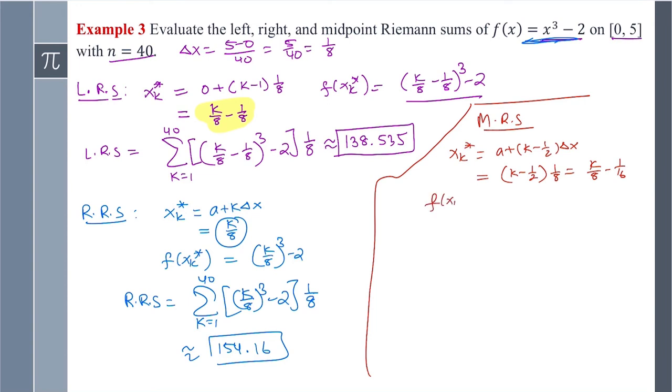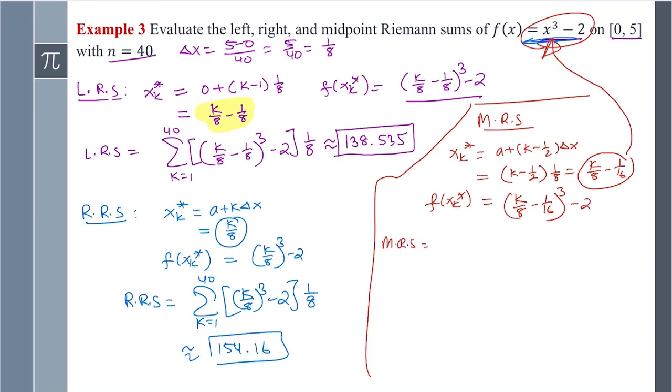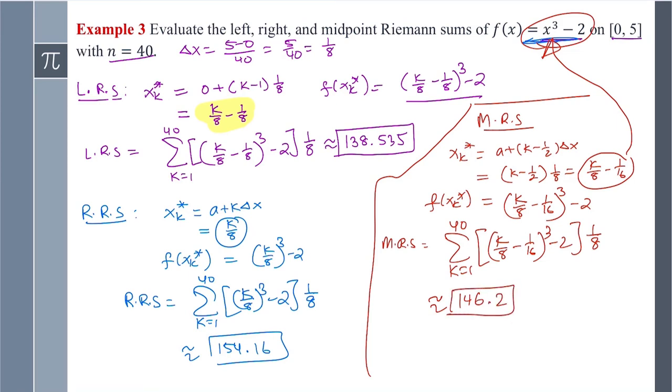Now f of x sub k star, or the height, is given by plugging that in, so you get k over 8 minus 1 over 16 cubed minus 2. Now the midpoint Riemann sum is the summation from k equals 1 to 40 of f of x sub k star, which is k over 8 minus 1 over 16 cubed minus 2. We multiply this by delta x, which is 1/8. Again, if we put this into the calculator, you're going to get 146.2. So this is the area under the curve.